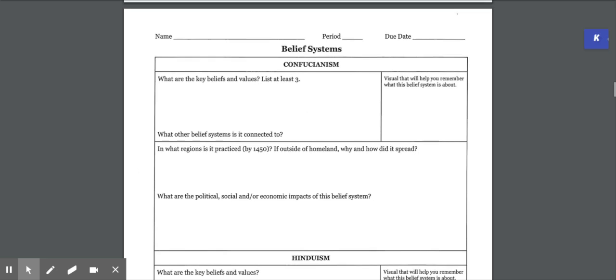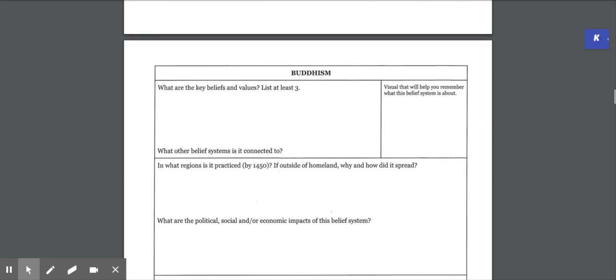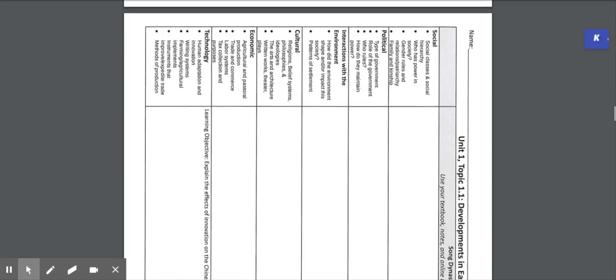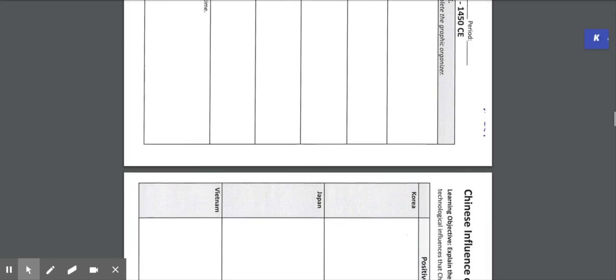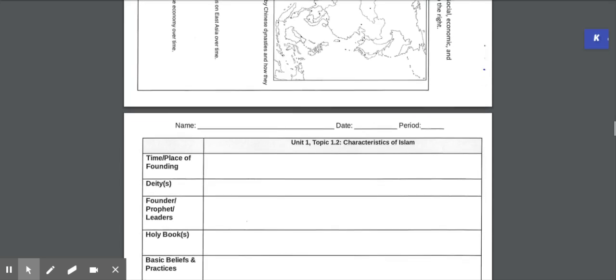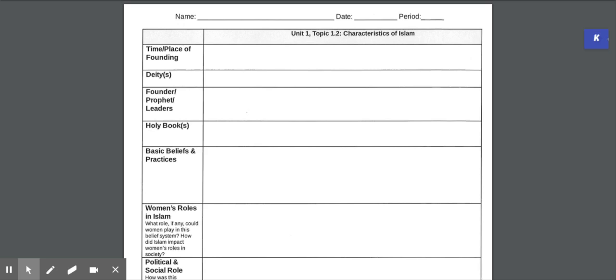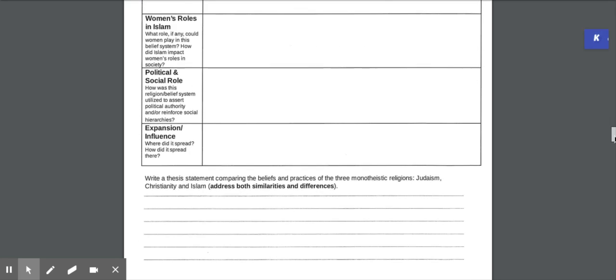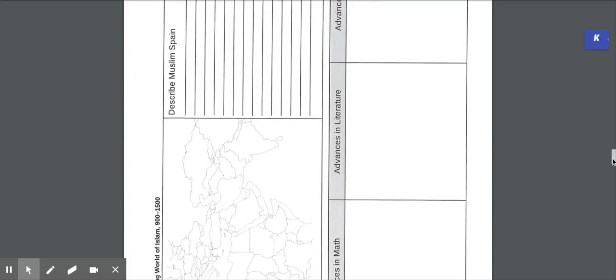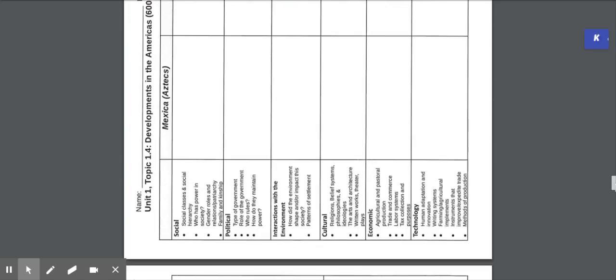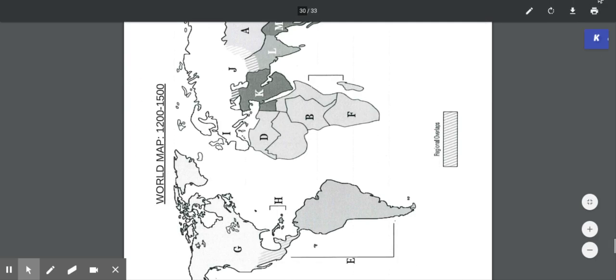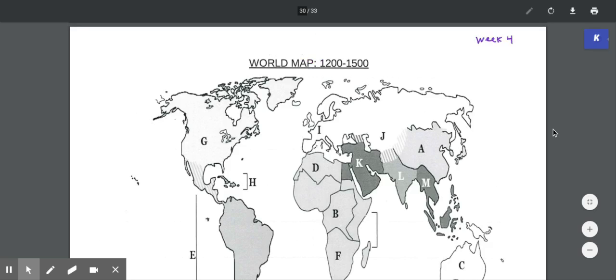When it comes to our work for the week, you guys will see that our worksheets have designated areas for you to write in. If you run out of room, you can always attach extra pages. And then going towards the end of the packet, you will see our world map for this unit.